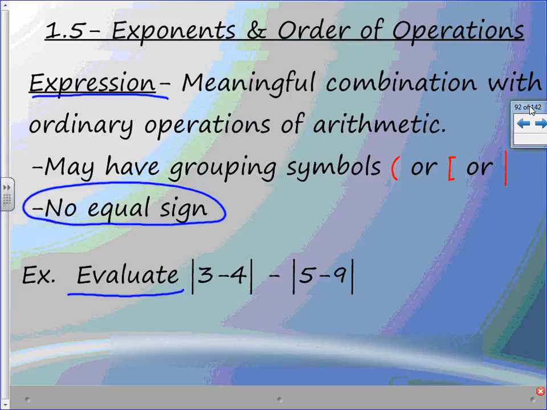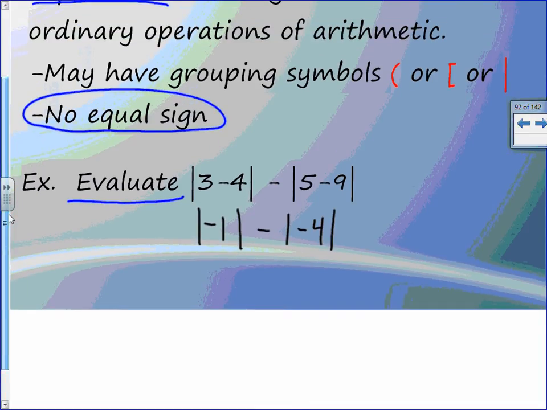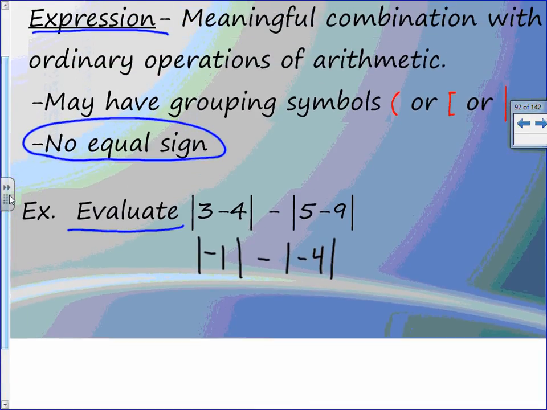So when we evaluate, we want to first follow our grouping symbols, which in this case are our absolute value signs. So our absolute value signs, we're going to do what's in there first. So initially, we're going to do the 3 minus 4, which we know is -1. So we have the absolute value of -1 minus the absolute value of 5 minus 9, which is -4. So that was our first step in evaluating, is doing what was in parentheses first. These aren't actually parentheses, but they're absolute value signs, but they behave the same way.